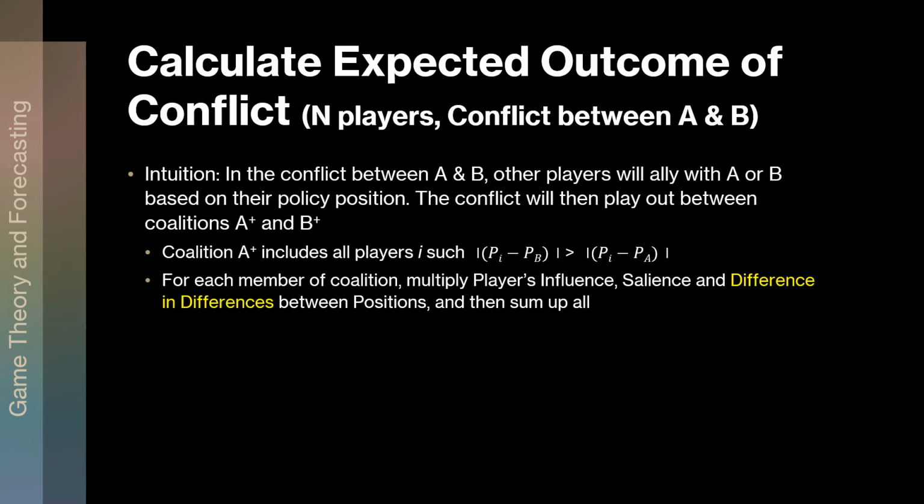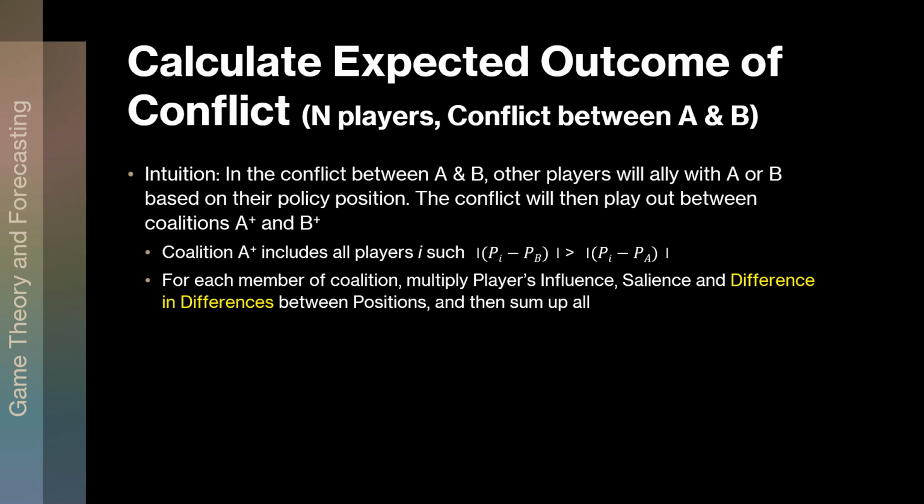But hey, what if there are N players, more than 2 players involved, as often there are? Well, conflict may not be restricted to just them fighting it out. Other people will probably join in, and certainly A and B will try to get them on their side. So how do we calculate the expected outcome of a conflict with more than 2 players?